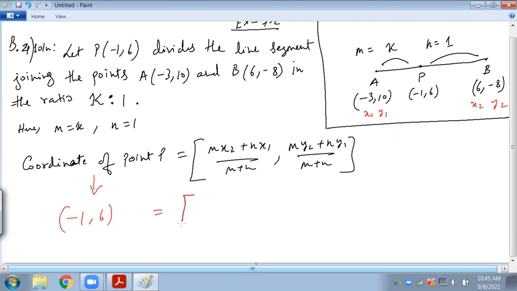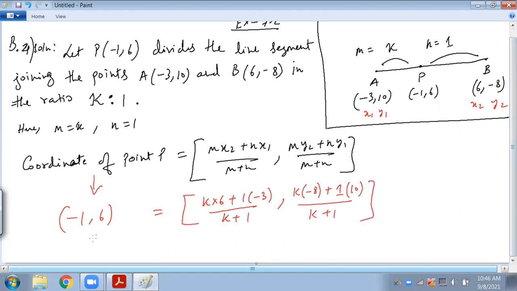Then put the values. m is k, x2 is 6, so k into 6, plus n is 1, and x1 is -3, by m plus n, so k plus 1. Again, m is k and y2 is -8, plus n is 1 and y1 is 10, by m plus n, so k plus 1.